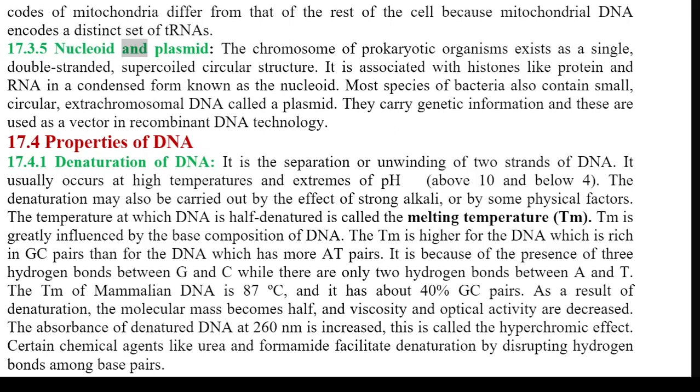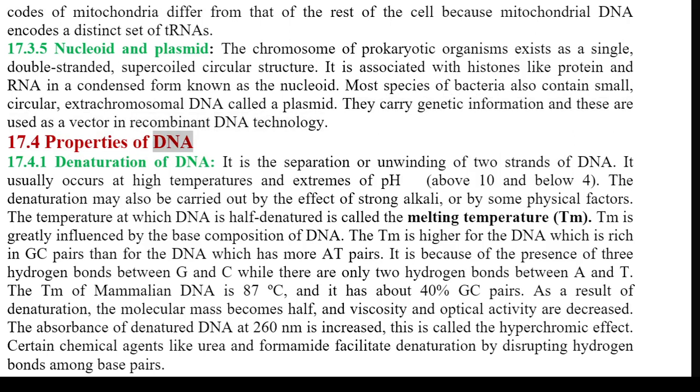17.3.5 Nucleoid and plasmid. The chromosome of prokaryotic organisms exists as a single, double-stranded, supercoiled circular structure. It is associated with histone-like protein and RNA in a condensed form known as the nucleoid. Most species of bacteria also contain small, circular, extrachromosomal DNA called a plasmid. They carry genetic information and are used as a vector in recombinant DNA technology.